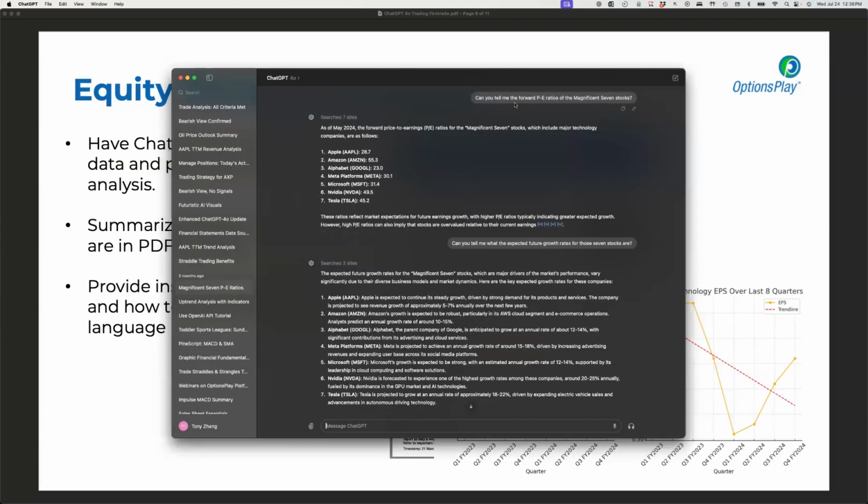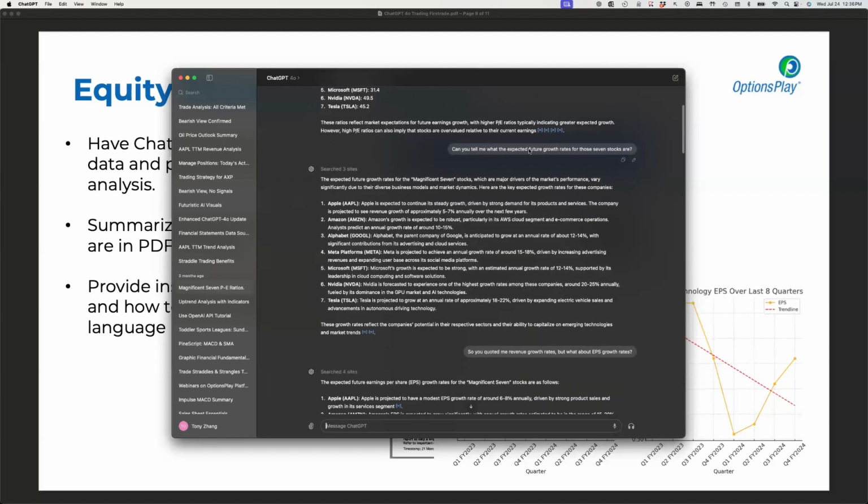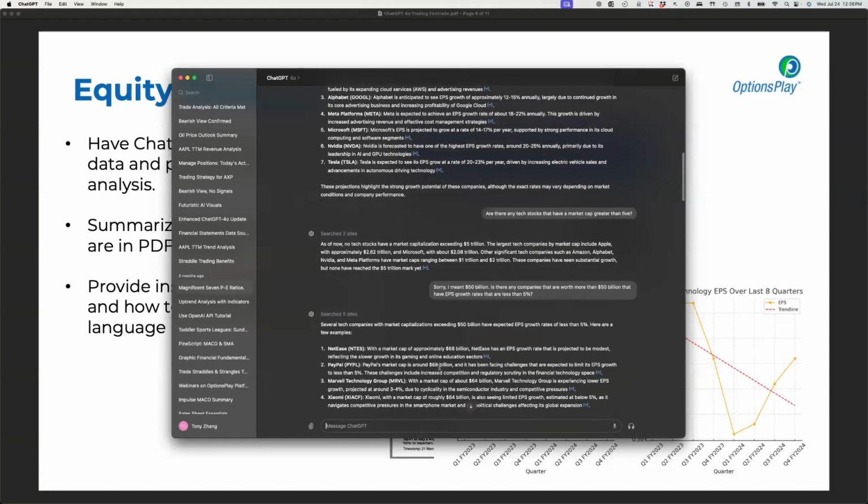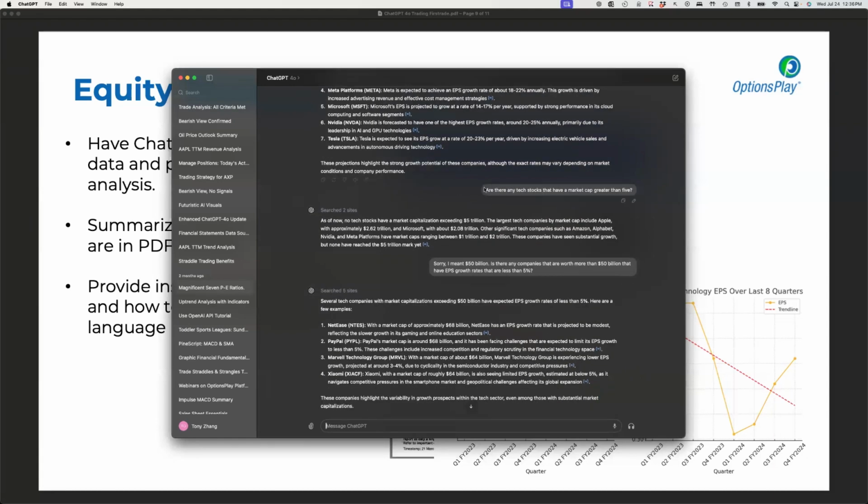So here's a chart, right? I said, can you tell me the forward PE ratio of the Magnificent Seven stocks? And it pulled the information and gave me the PE ratios. Then I asked, can you tell me what the expected future growth rates for these seven stocks are? And it pulled all of that. And I asked, can you quote me the future revenue growth rates? And it pulled that.